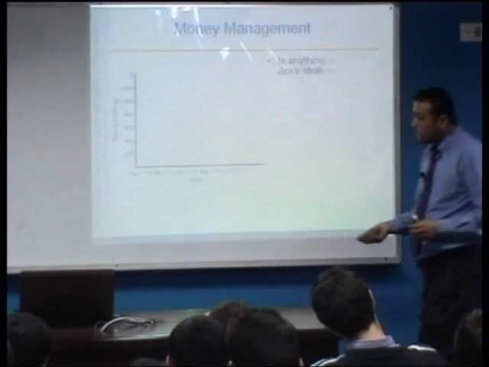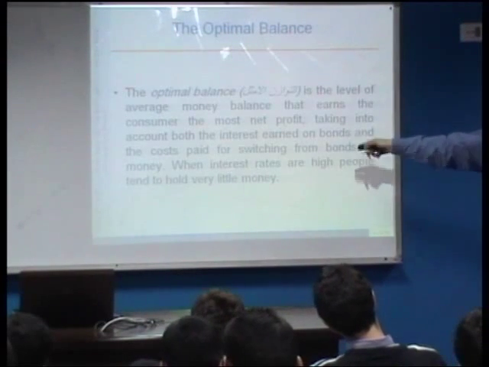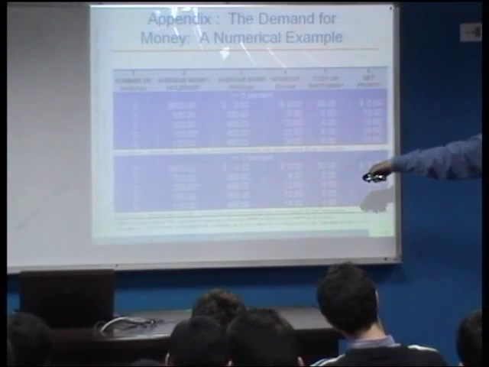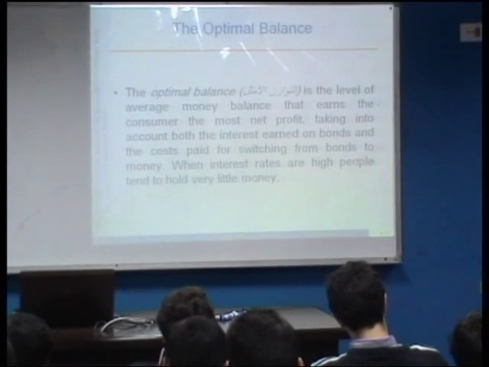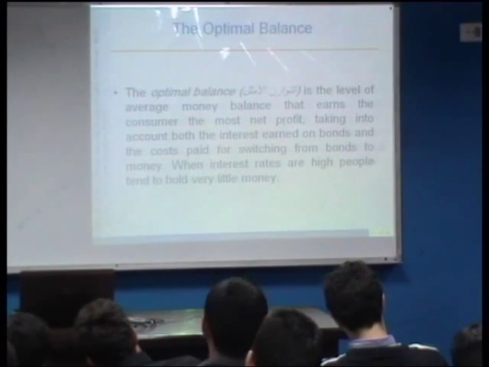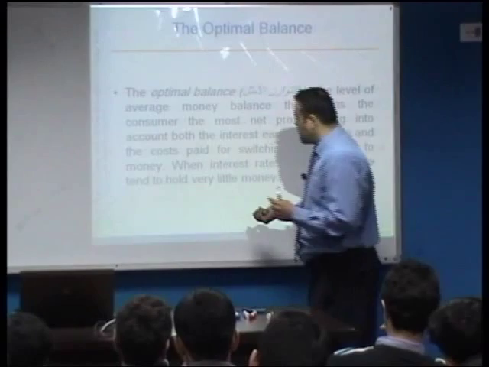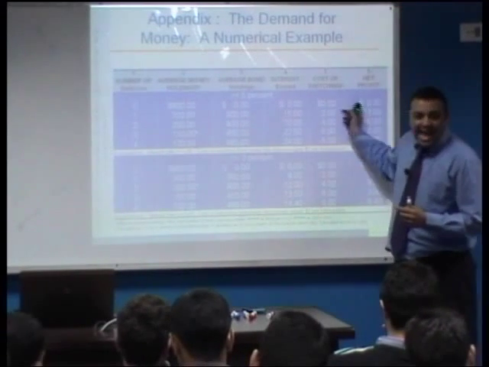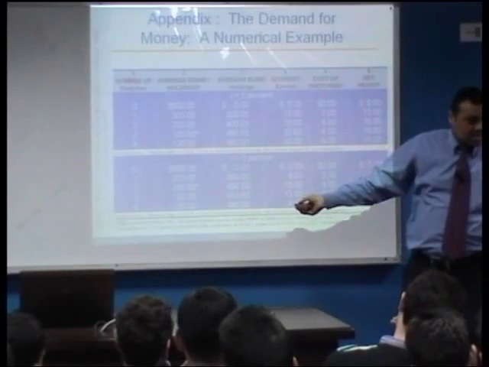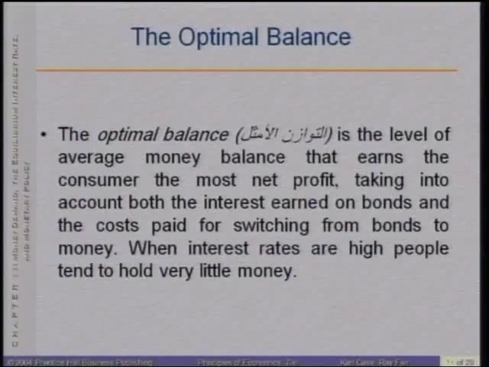هذا أخذناه هيك. هذا كله بيمهد للجدول، بس بدي أروح للـ optimal balance أو التوازن الأمثل, which is the level of average money balance that earns the consumer the most net profits. اللي بيعطيني أعلى net profits بيكون هو هذا الـ optimal balance. The optimal balance is the level of average money balance that earns the consumer the highest net profits.